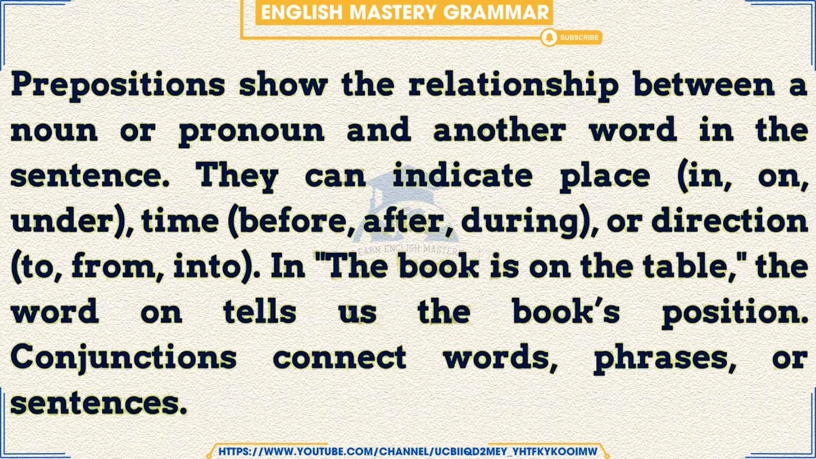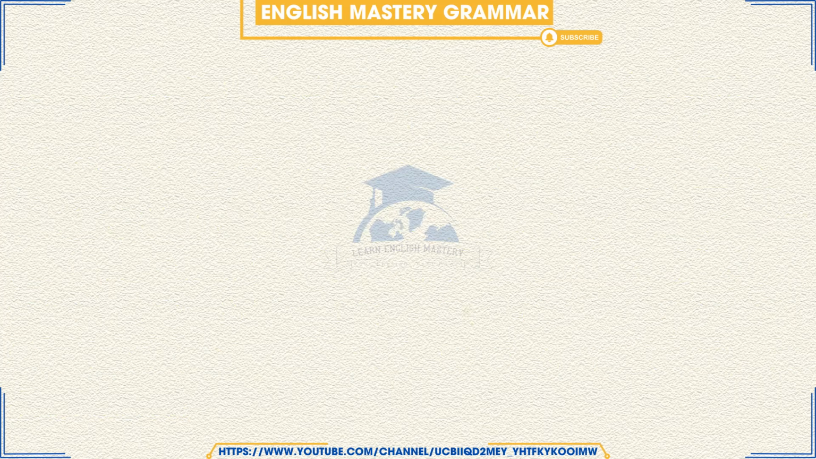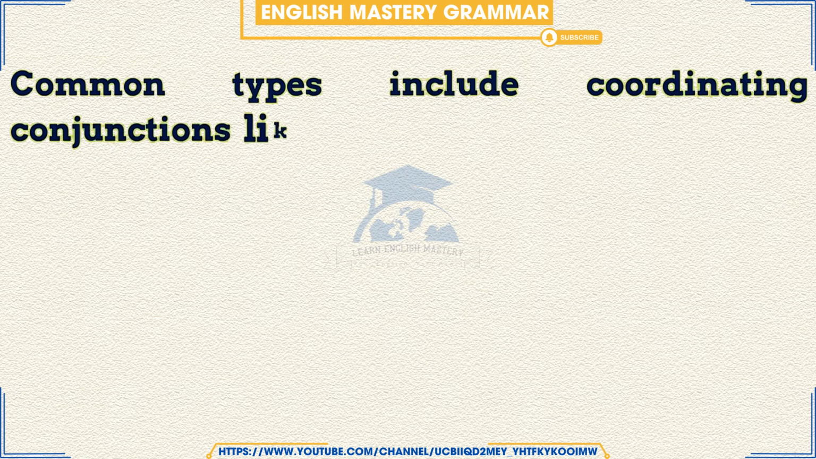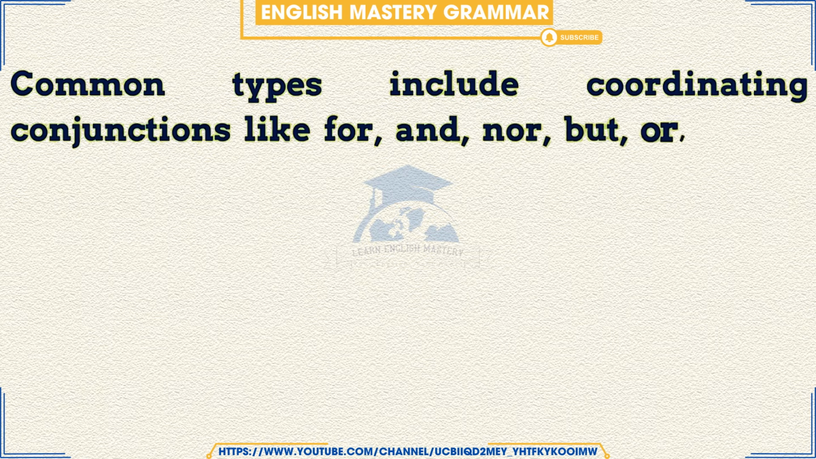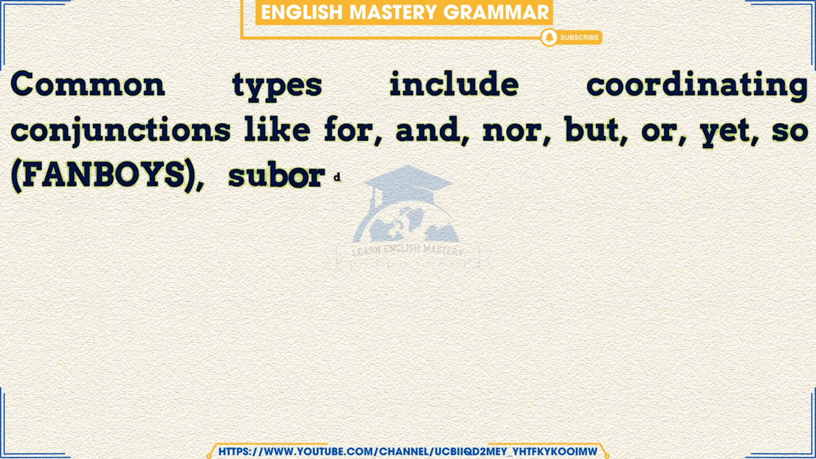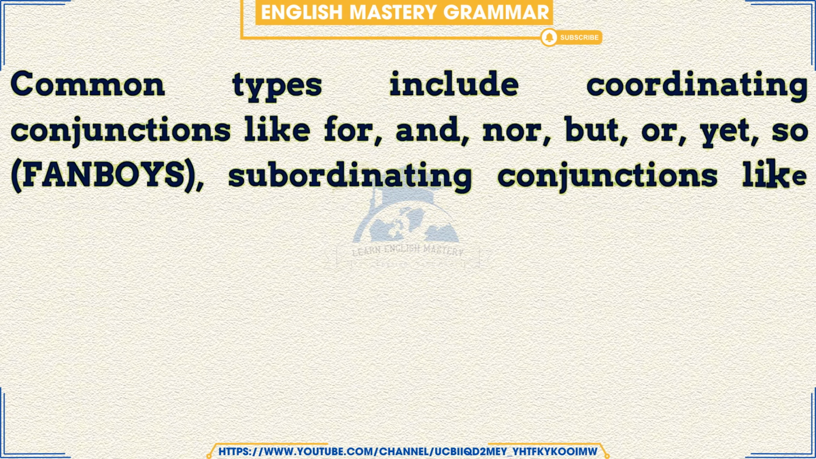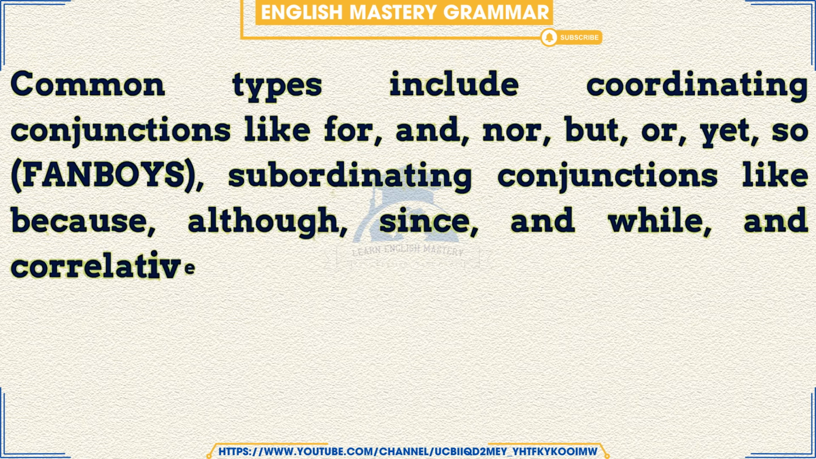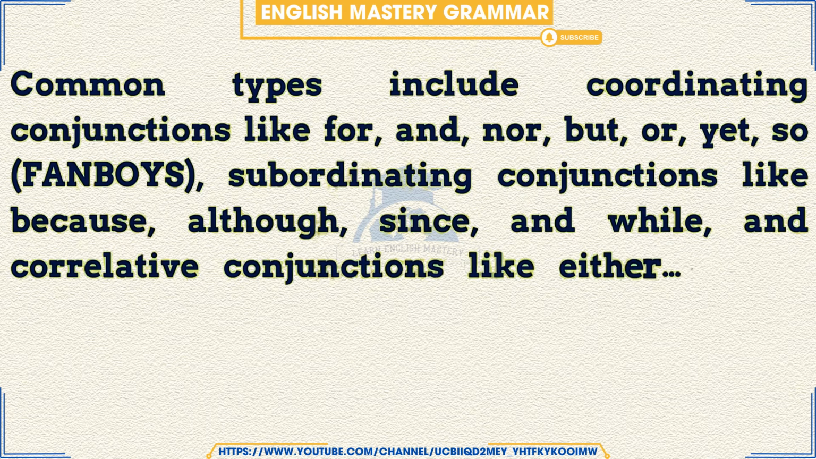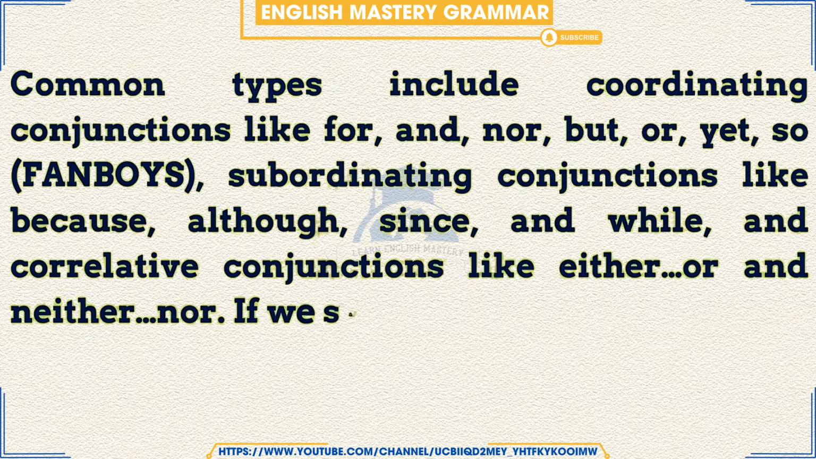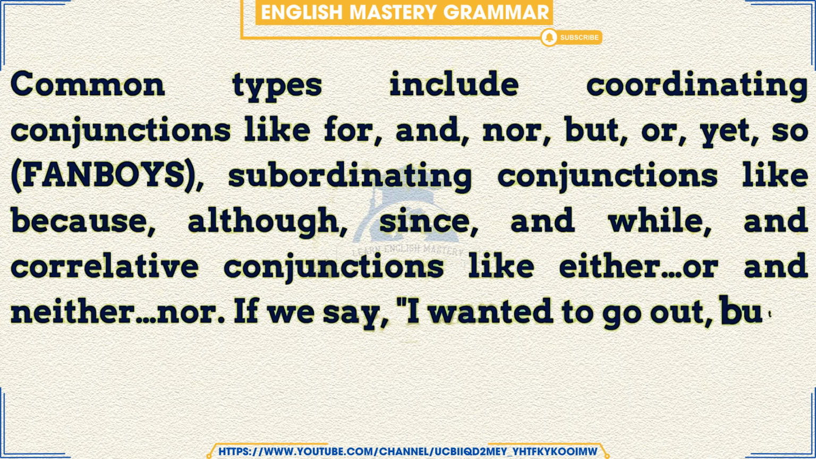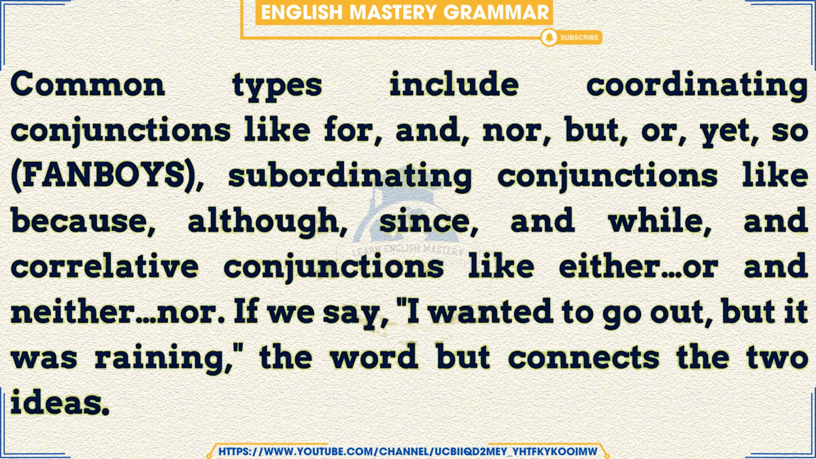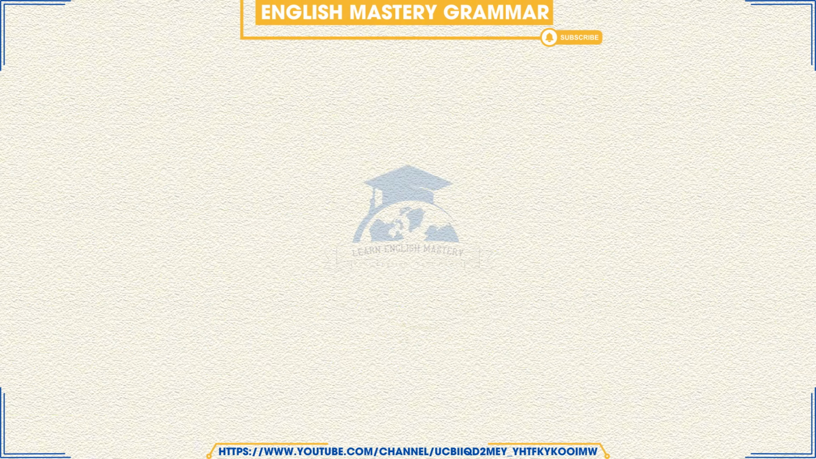Conjunctions connect words, phrases, or sentences. Common types include coordinating conjunctions like for, and, nor, but, or, yet, so, FANBOYS. Subordinating conjunctions like because, although, since, and while, and correlative conjunctions like either, or, and neither, nor. If we say, I wanted to go out, but it was raining, the word but connects the two ideas.